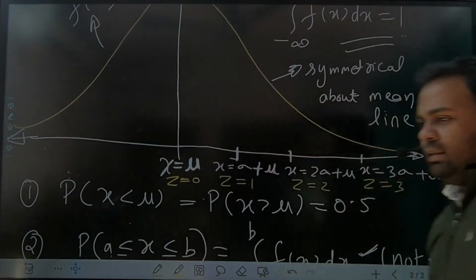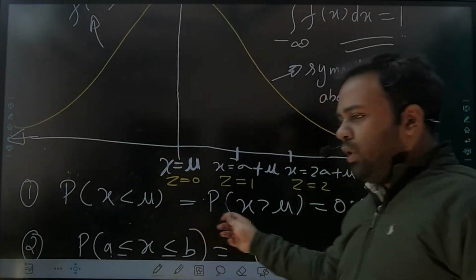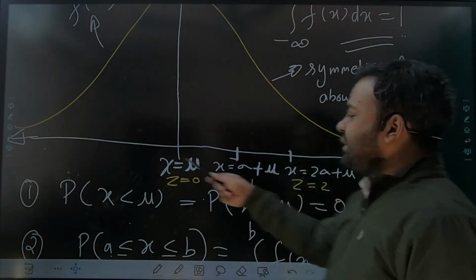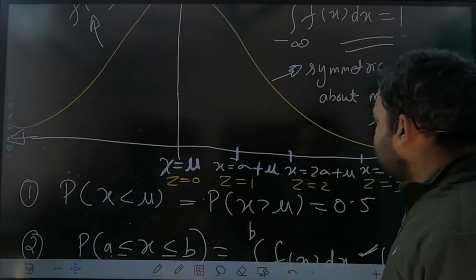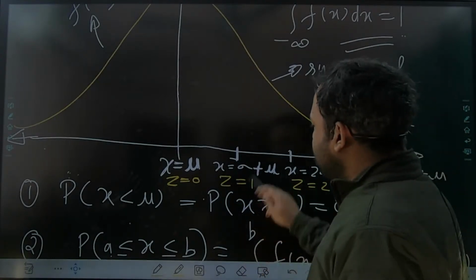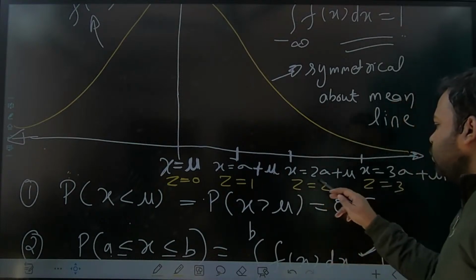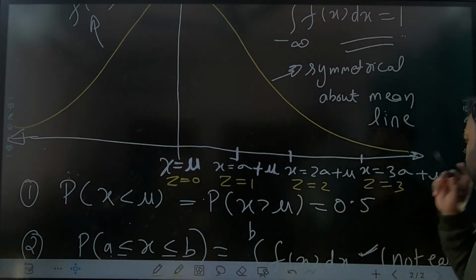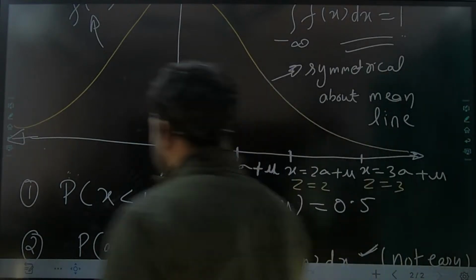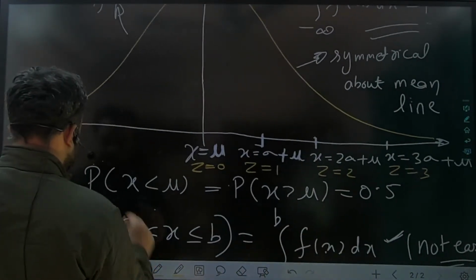So we have taken some discrete values of z: one value 0, one value 1, one value 2, one value 3. What does this correspond to on the x-axis? We come to know because z is equal to x minus mu upon sigma. If z is equal to 1, then x is equal to sigma plus mu. If z is equal to 2, then 2 sigma plus mu. If z is equal to 3, then 3 sigma plus mu. Similarly, you will have z is equal to minus 1, minus 2, and minus 3 also.